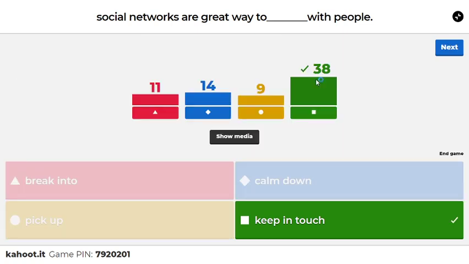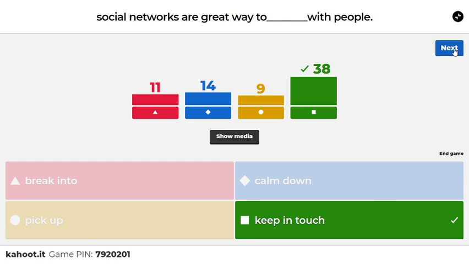Let's see. PM means private message, özel message. Okay. Social networks are a great way to keep in touch with people. Break into, what is it? Parçalara ayırmak, calm down, sakin olmak, pick up, seçmek, keep in touch, iletişimde, iletişim halinde bulunmak diyor. Social networks dediğimizde Facebook, Twitter ya da Instagram gibi social network platforms are great way to communicate or keep in touch with people. So the correct answer is the green button. And 38 people knew the correct answer.